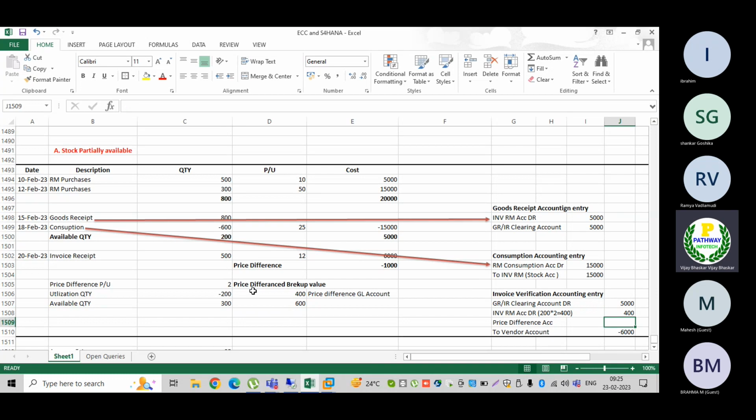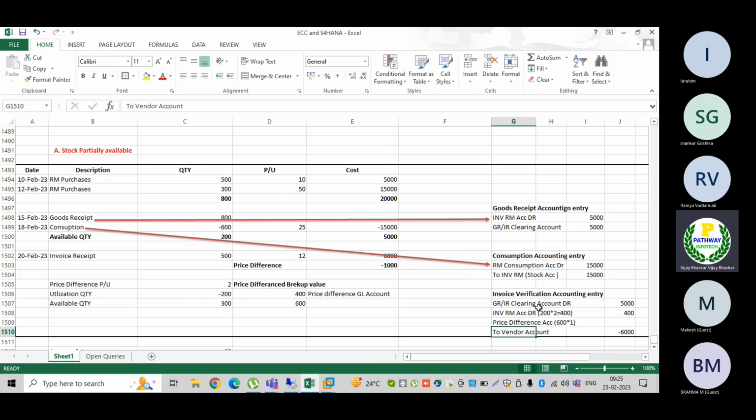Then the consumption has happened. From this material, whatever we ordered, the consumption has happened completely. The quantity we have utilized is 600. So here the price difference account, 600 quantity consumption has happened into 100 rupees. One moment, let me check here. This is not the correct one.